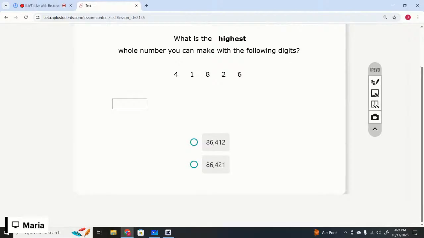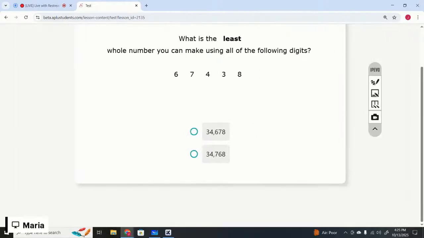What is the highest whole number you can make using the following digits? The highest number you can make is 86,421. Option number 2 is the correct option.